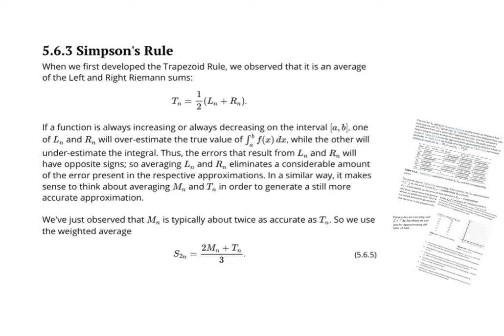It was the average of the left and right approximations. And if you recall from when you saw it in calculus, you may have observed that depending on whether the function is always increasing or always decreasing, that'll determine which of left or right will overestimate the true value of the integral. So by taking the errors from the left and the right, which would have opposite signs, by averaging them, we're kind of eliminating part of the error.